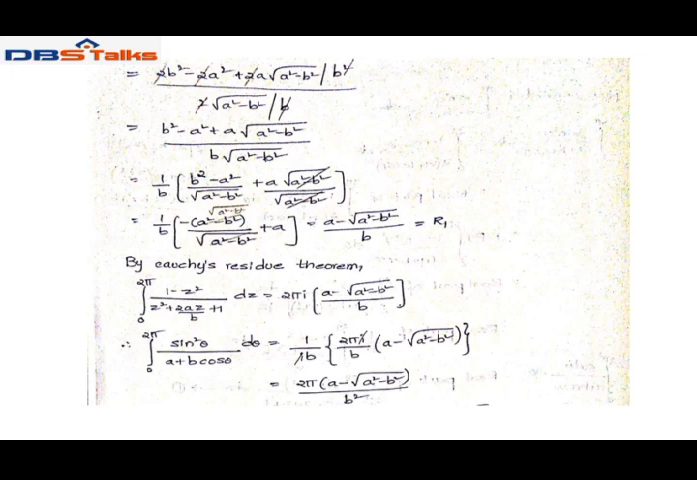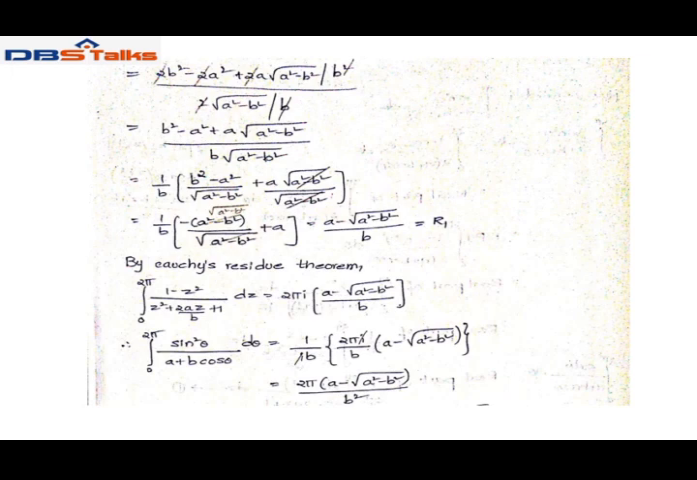So after cancellation, we get b square minus a square plus a root of a square minus b square by b into root of a square minus b square. It can be written as 1 by b into b square minus a square by root of a square minus b square plus a into root of a square minus b square by root of a square minus b square, that equals a minus root of a square minus b square by b, that equals r1. The second pole is outside the circle.